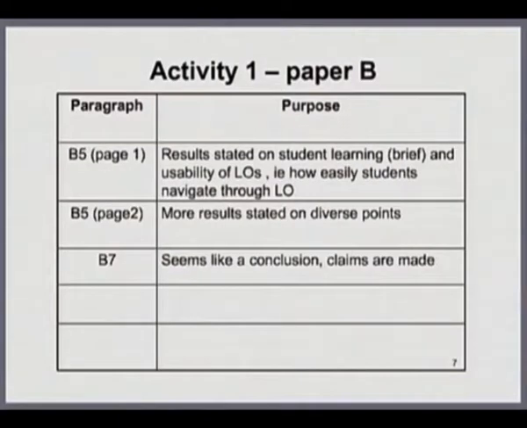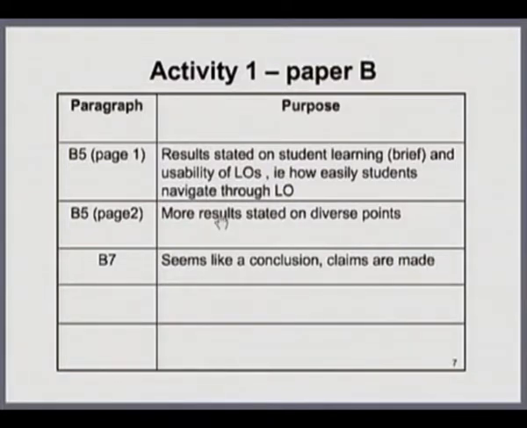Let's go to B5. Unfortunately, there was a typo. I'm sorry about that. The number B5 has been repeated twice, so I'm just calling it B5 page 1 and B5 page 2. B5 page 1 talks a little bit about results, and it talks specifically about results on how easily students are able to navigate through LOs in the entire paragraph. B5 on page 2 has bulleted points on results, but again I was not able to easily summarize what common topic the results were on. There were about 7 or 8 bullet points of results on B5 page 2 on diverse topics.